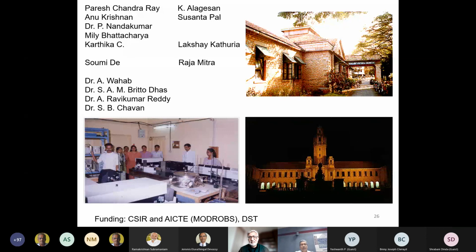Now, here is a picture that I found from old days, but unfortunately, Professor Samuelson is not there in the picture, but you can see Anu, you can see Mili, and you can see me, and you can see the laser lab. That was the kind of lab that we used to use in those days. And the apparatus that you see is a photodissociation apparatus, which was there in those days.